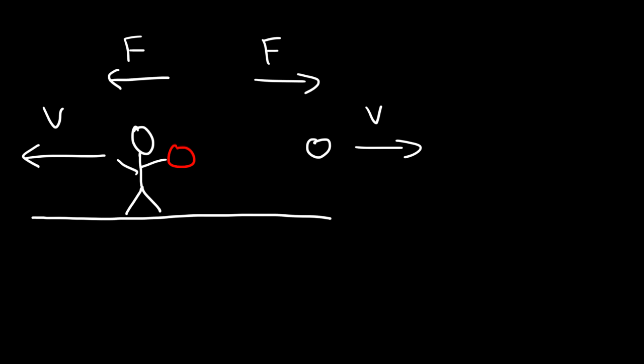And so if you want to move in space, you have to throw matter in the opposite direction to where you want to go. So let's say you're an astronaut in space, and you have a ball in your hand. If you want to propel yourself in the upward direction, you need to throw the ball in the downward direction. By exerting a force on the ball in the downward direction, the ball is going to push you up in the upward direction. And the same is true for rocket propulsion.